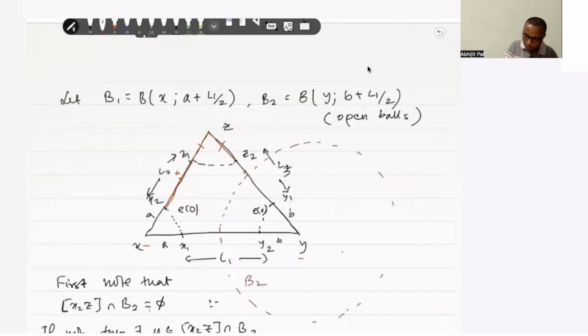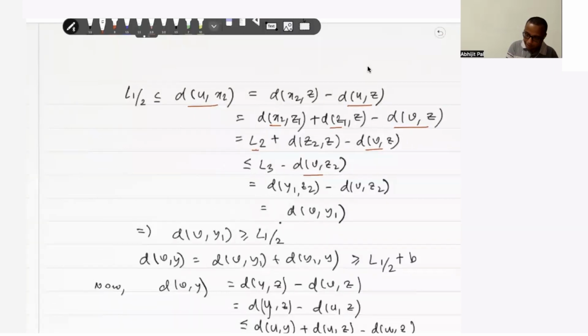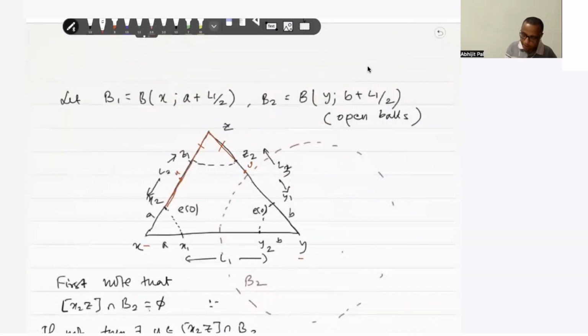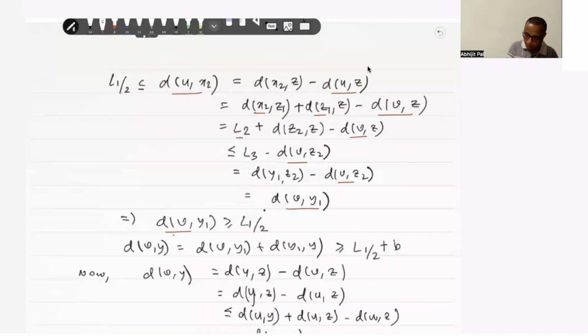So V will be somewhere here. So therefore we have distance Z2 minus Z minus distance VZ. So this will be equal to minus distance between VZ2. And L3 is distance between Y1 and Z2 minus distance VZ2, which is nothing but distance between V and Y1. So what we have proved is that distance between V, Y1 is greater than or equal to L1 by 2.